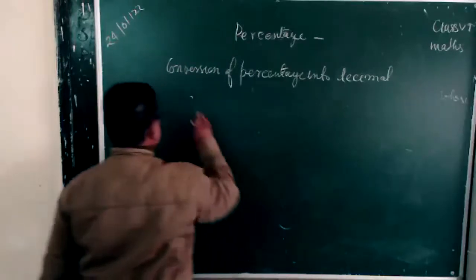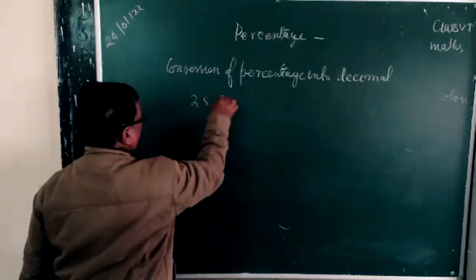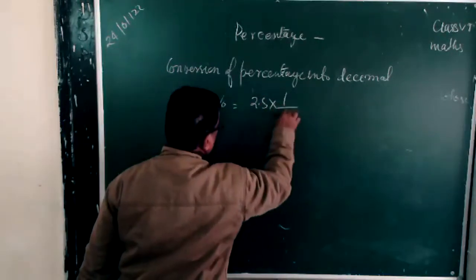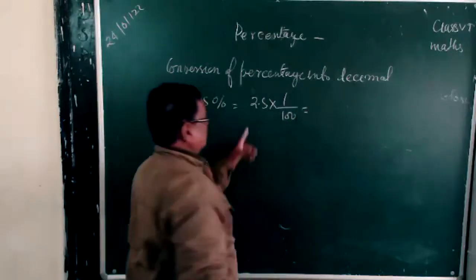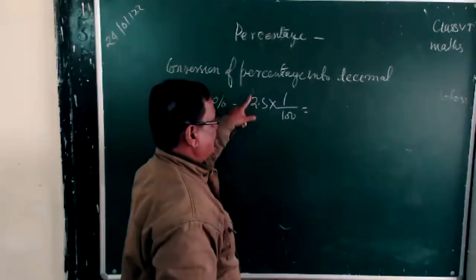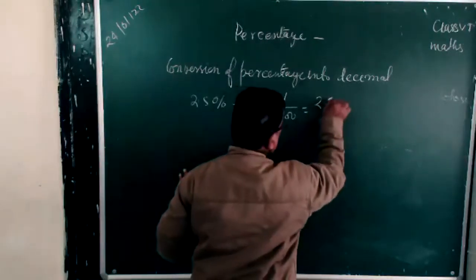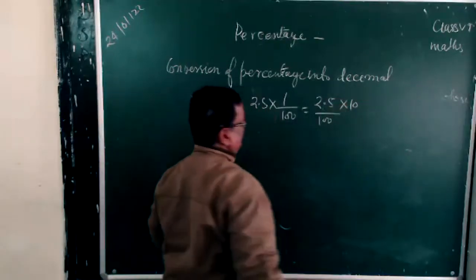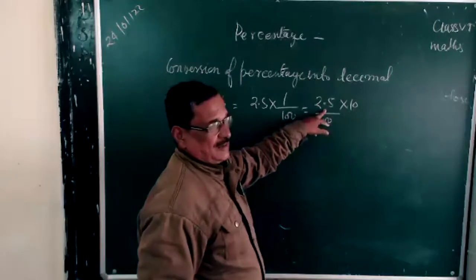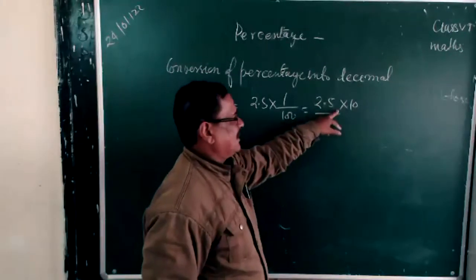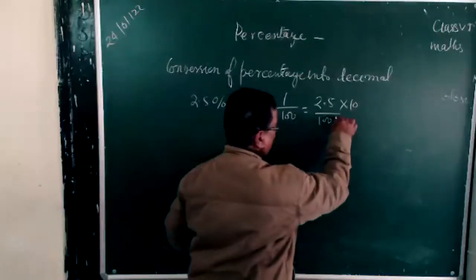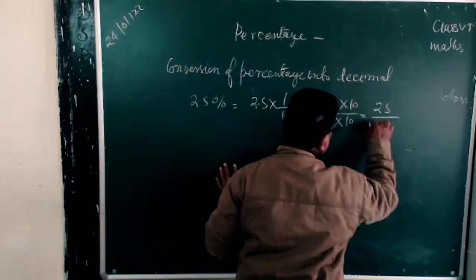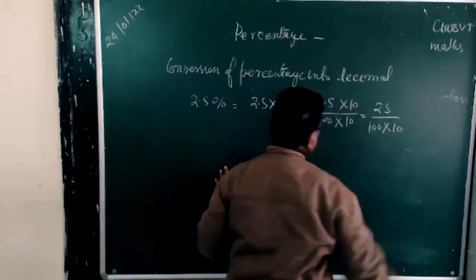Suppose 2.5% is given. That can be written as 2.5 into 1 by 100. To remove this decimal, multiply by 10 up and down, that is 2.5 by 100. Since there is 1 digit after the decimal, multiply by 10. Multiply the numerator and denominator, that is 2, 5, and here 100 into 10.